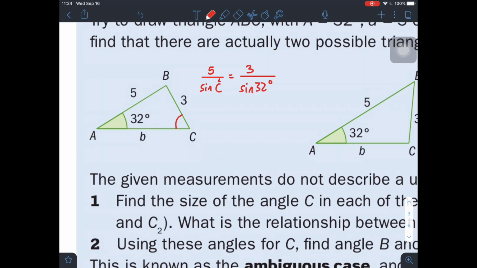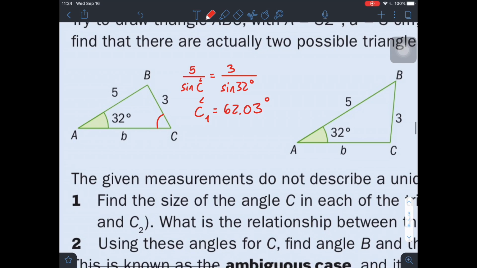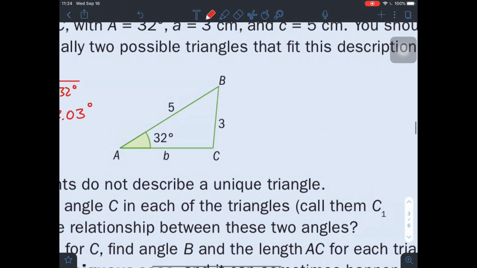If we solve this using a calculator, you would get an answer. We're going to call this C1, which is equal to 62.03 if we round this to 2 decimal places. So that's the first angle, 62.03 degrees.